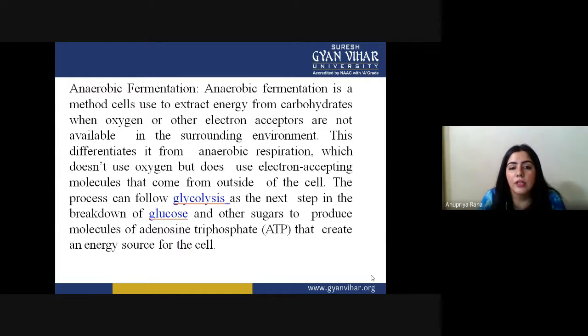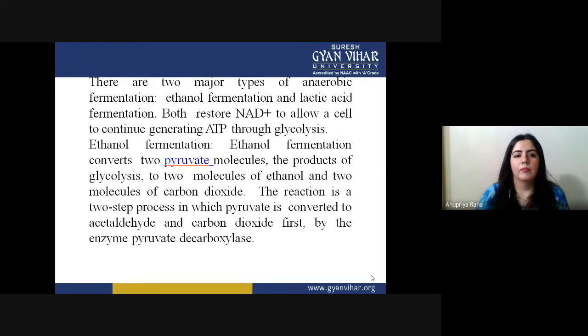Now, this differentiates it from anaerobic respiration, which does not use oxygen but does use electron accepting molecules that come from outside of the cell. The process can follow glycolysis as the next step in the breakdown of glucose or other sugar to produce molecules of ATP that create an energy source for the cell. So they are going to use the glycolysis pathway, which is going to produce molecules of ATP, and that ATP will be utilized in this fermentation process.